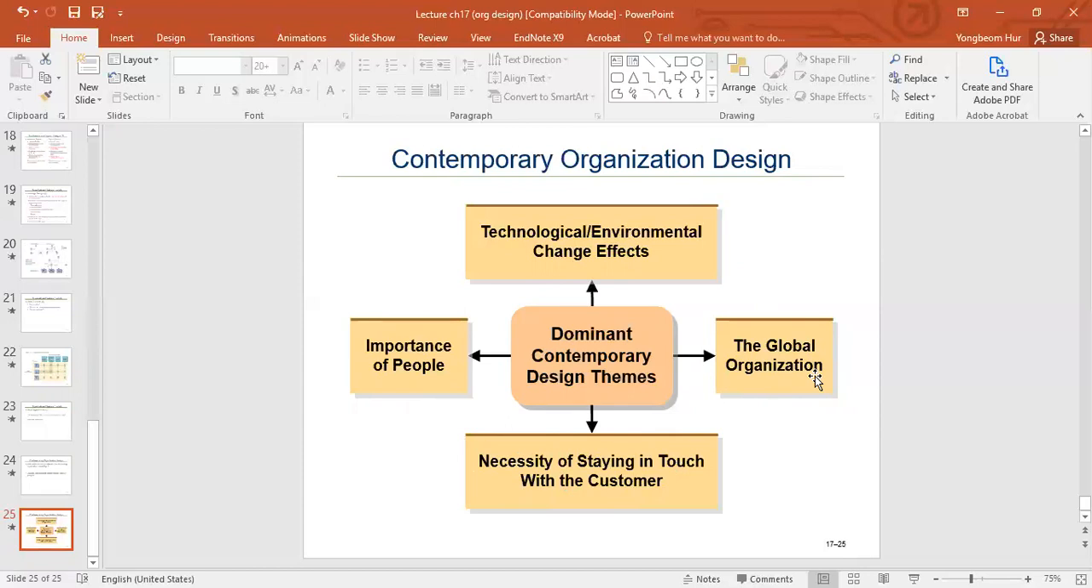And also, globalization is not an avoidable trend, regardless of sectors. We all pay high attention to globalization. We pay attention to making partnerships with other countries. That sort of idea can be found in many organizations. And obviously, we all know that technology has huge impact on organizational structure, and environment has huge impact on organizational structure.